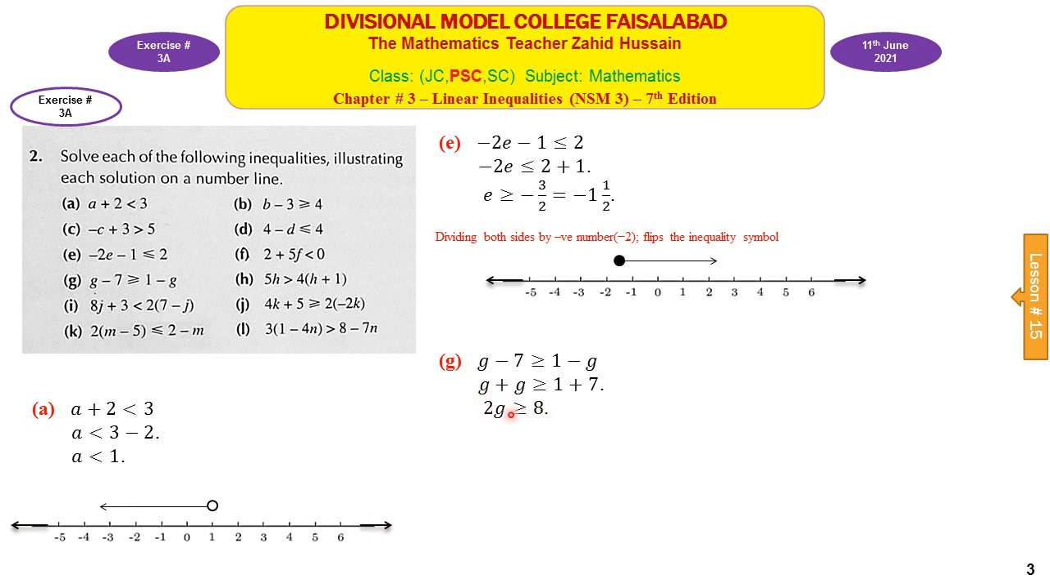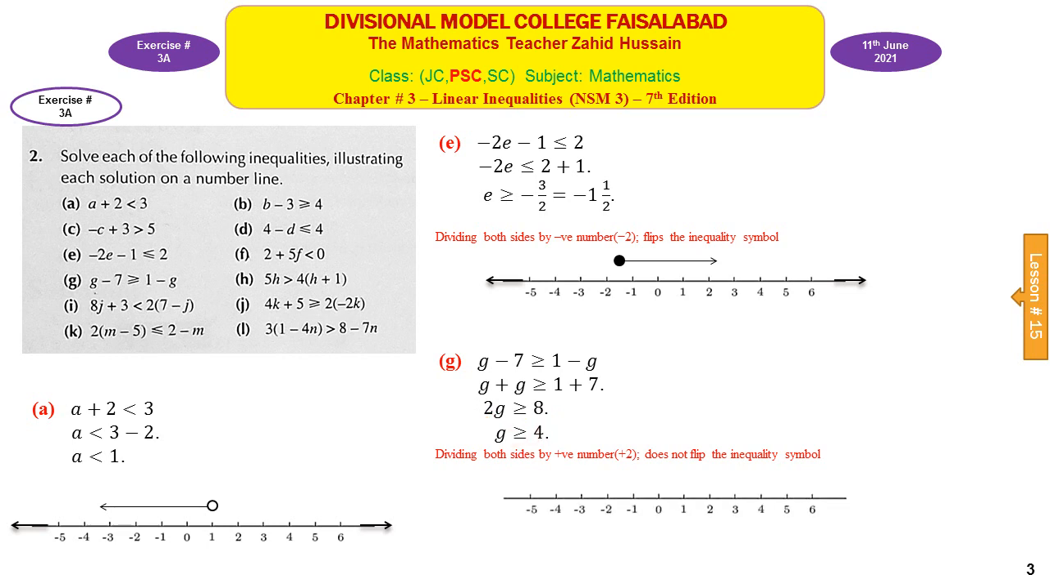So dividing both sides of the inequality by a positive number does not change the sign of inequality. So dividing both sides by positive 2 will not change the sign of inequality. So we will get g greater than or equal to 4 dividing both sides by 2.